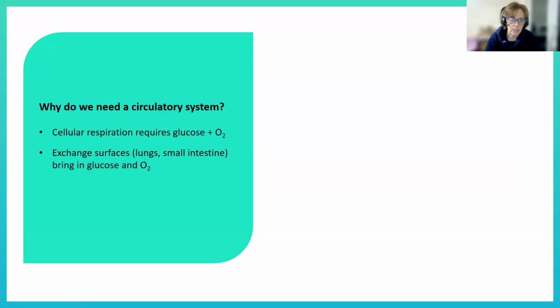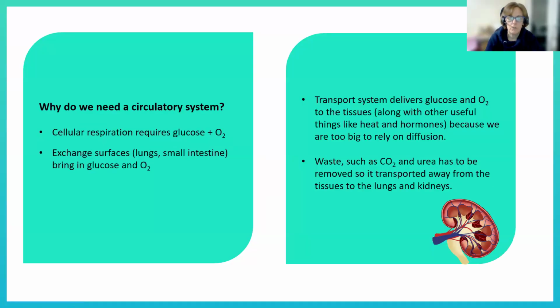So why do we need a circulatory system? Well, respiration in our cells needs glucose and oxygen. Glucose is where we're getting the energy. Oxygen is needed to release the energy. And we've got these specialized exchange surfaces. The lungs is where we get our oxygen from, and the small intestine is where we bring in the glucose from. We learned about this exchange surface of the small intestine last week. And the lungs are where we get the oxygen for this reaction from.